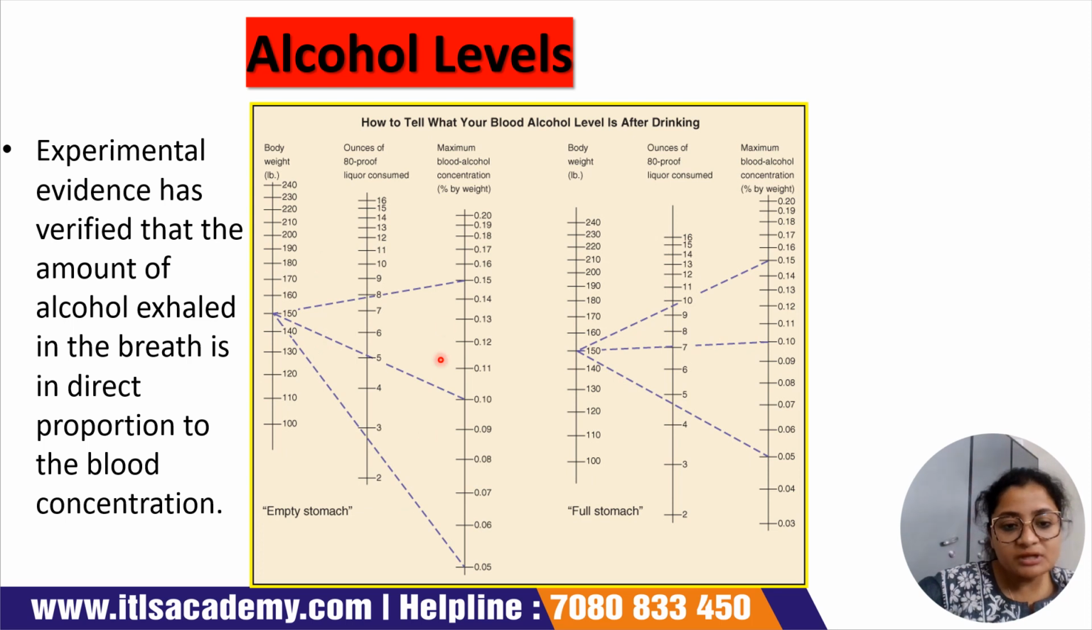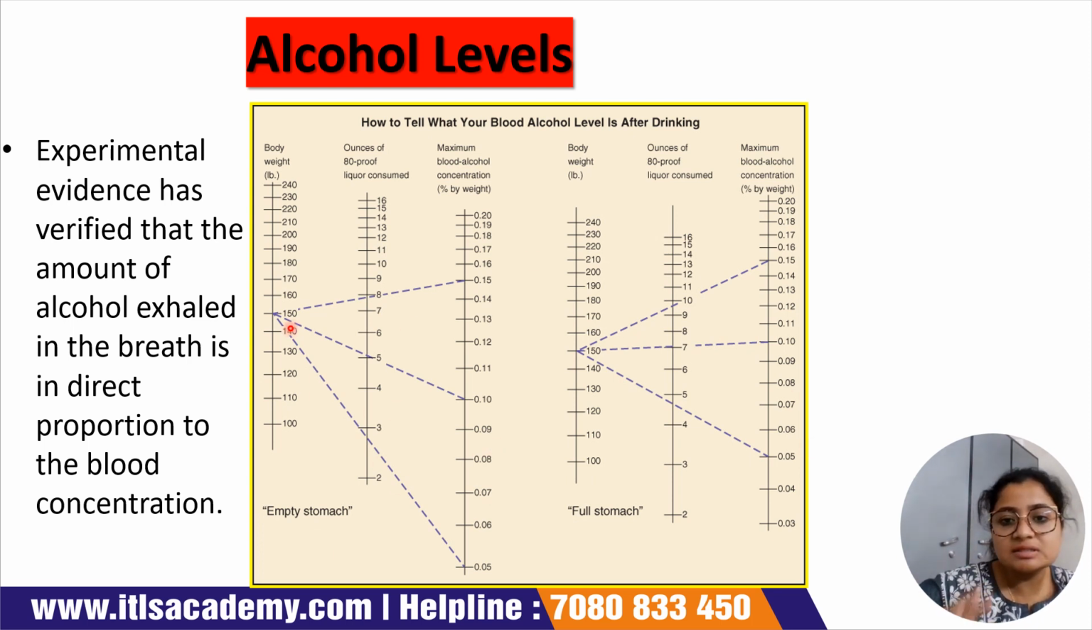They are showing three main scales over here. One is the body weight, the second is the ounces of liquor that is consumed. Liquor means alcohol that is consumed. And the third scale is showing the maximum blood alcohol concentration in that person's blood or body. On the right hand side also the scales are the same, but the scenario is different. So first let's see what is happening on the left hand side.